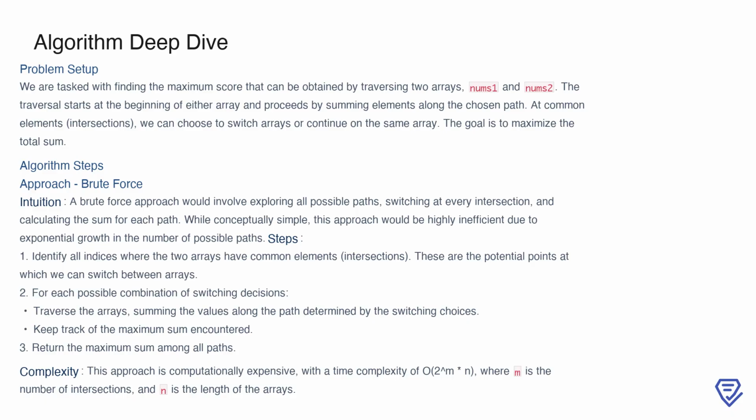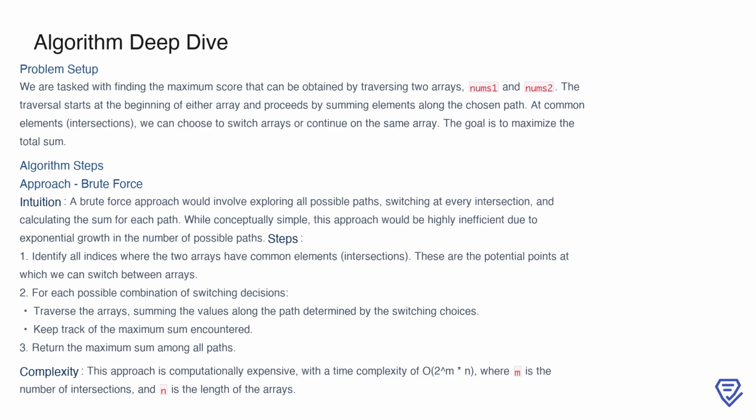One way to approach this problem is with brute force. The intuition here is simple: examine all possible paths by considering every possible combination of switching decisions at the intersections. First, we identify all the common elements between the two arrays, which serve as potential switching points. Then, for each combination of these decisions, we traverse the arrays, calculate the sum for the chosen path, and track the highest sum encountered.